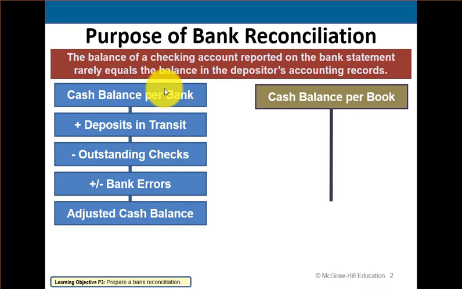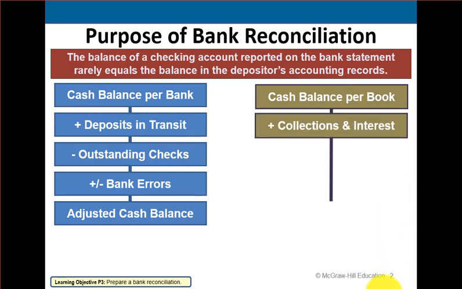Now, like I said, the bank doesn't know about these things, and also there's things that the books don't know about because you haven't received a statement yet. Examples would be sometimes the bank collects money for a large customer, and those collections with interest would be something that the books wouldn't know about until you received some type of statement.